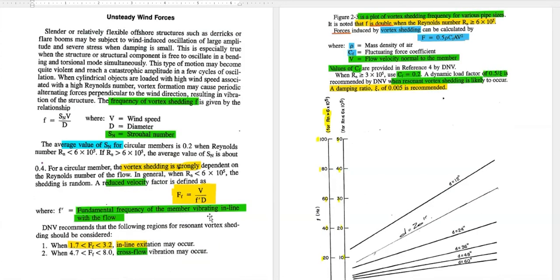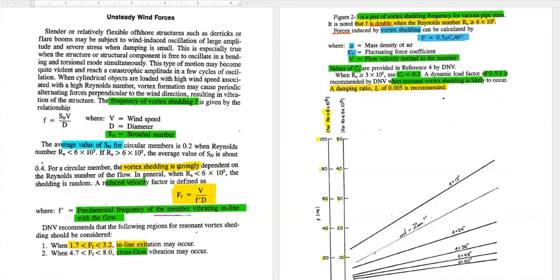If the Reynolds number is low, the vortex shedding is random. Then the reduced velocity factor is defined as velocity divided by natural frequency times diameter. This is how we calculate the reduced velocity factor. f dash is the fundamental natural frequency of the member vibrating in line with the flow.